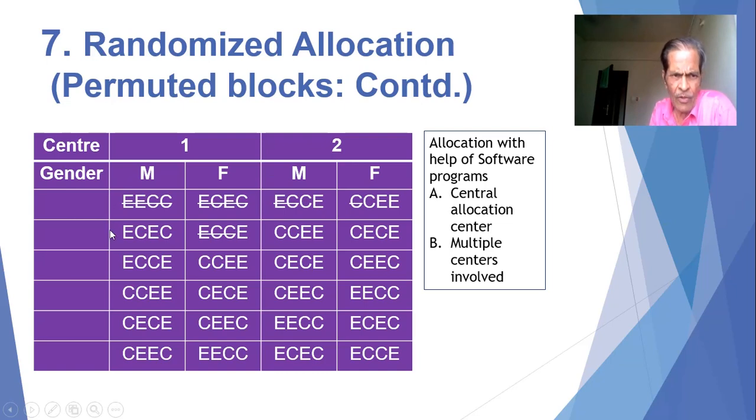So like this, all options for the males and all options for the females in the first center, the second center and the third center are exhausted. Then we prepare the further list if the sample size required is more. Once these 4 options of male patients in the first center are exhausted, we go for the second envelope in which the sequence is different. Here the sequence was EECC, here the sequence is different, here again it is different, and so these are the possible permutations for the center.